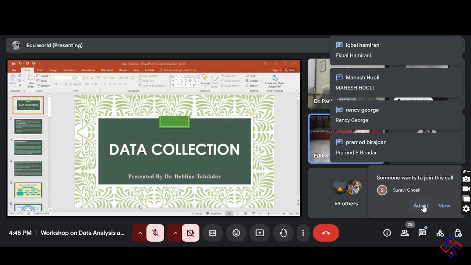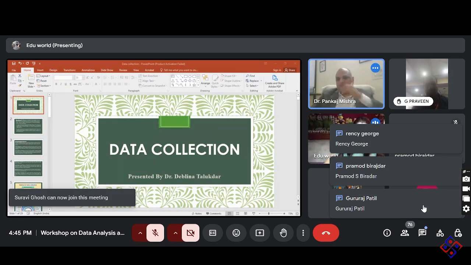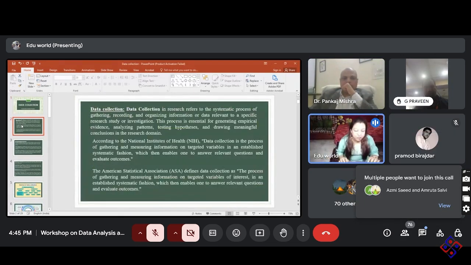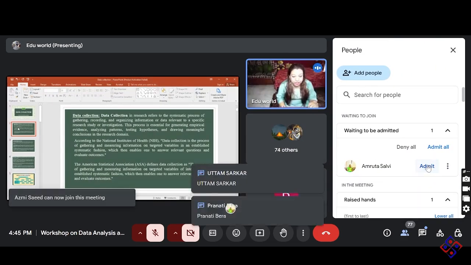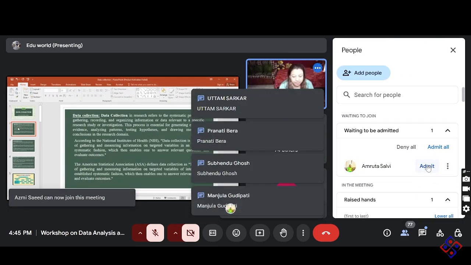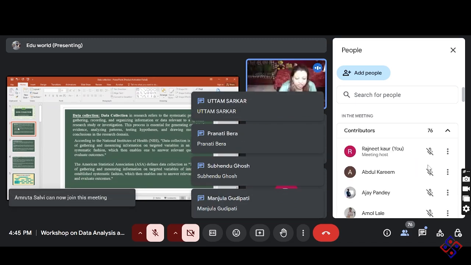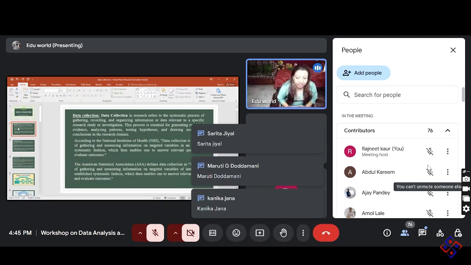Okay, so I'm starting the session. First, we will see in which part of the research we actually conduct the data collection process. In the standard format that we maintain for research, data collection generally comes in the third chapter.